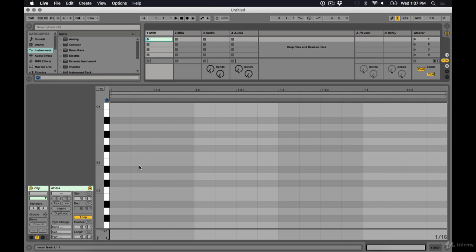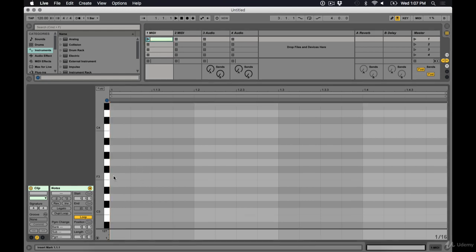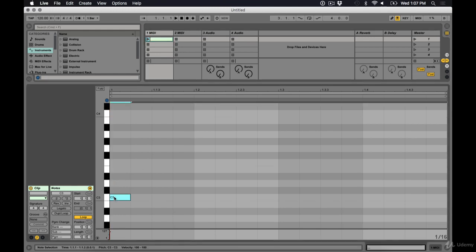So to find it, let's start on a C. So here's a C. And now I'm going to count 5 white notes up. So 1, 2, 3, 4, 5. It's a G. So the interval of a perfect fifth starting on C gets us to a G. So in other words, G is a fifth higher than C.